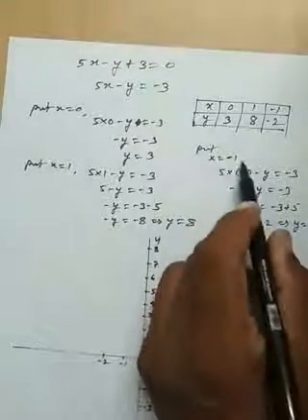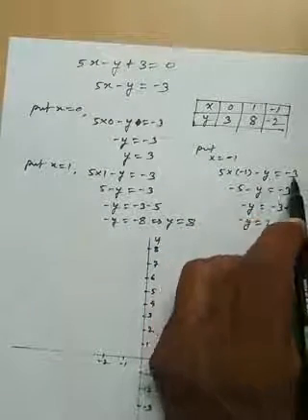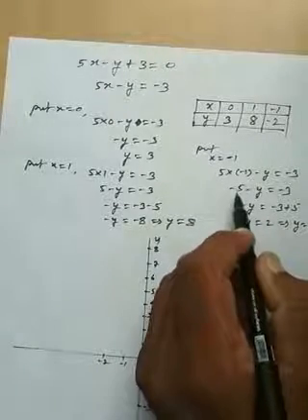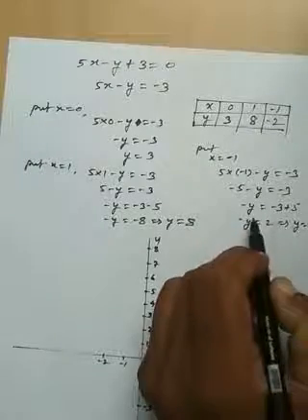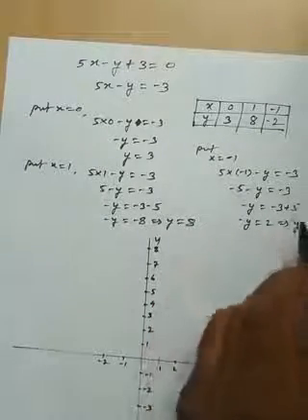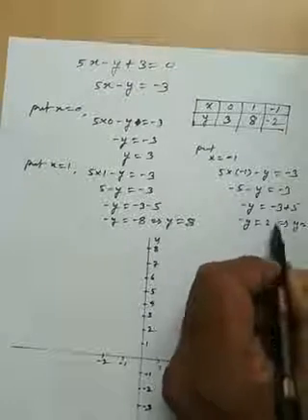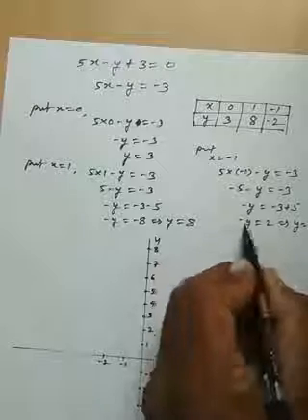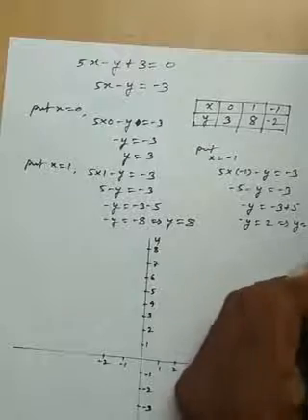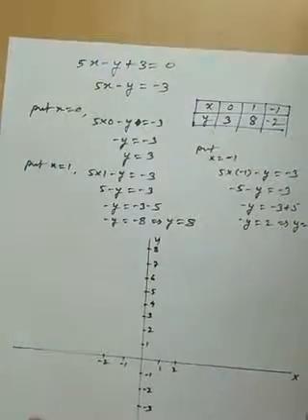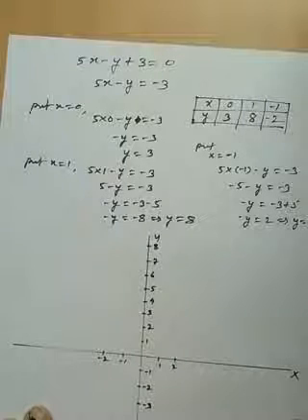Again put x equal to minus 1. So 5 into minus 1 minus y equal to minus 3. 5 into minus 1 is minus 5, and minus 5 minus y equal to minus 3. Transpose minus 5: minus 3 plus 5 is 2. So minus y equal to 2... here minus y equal to minus 2, then multiplied by minus, then y equal to minus 2. These are the 3 solutions for this given equation.